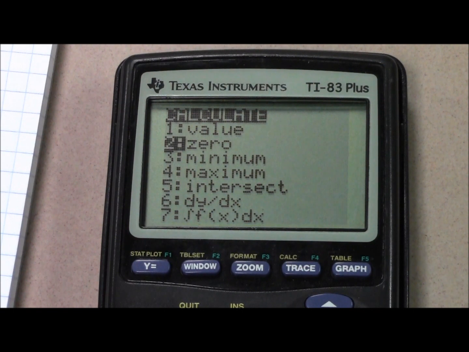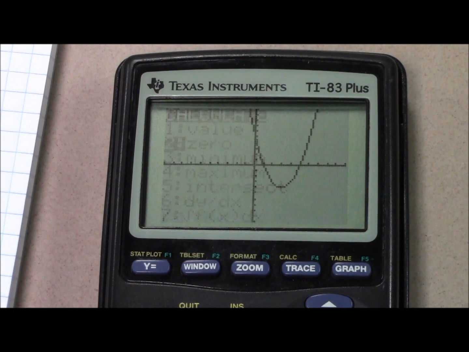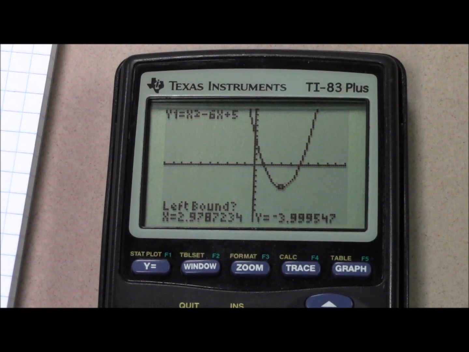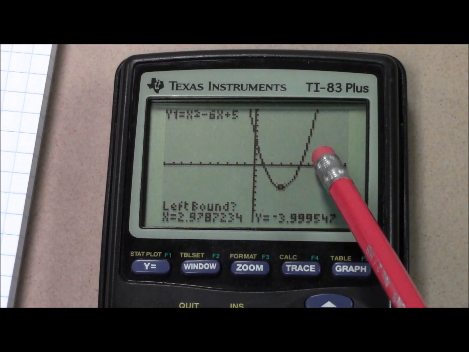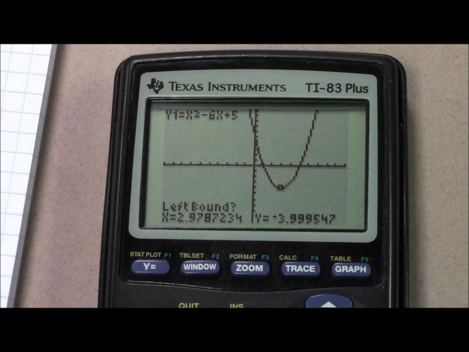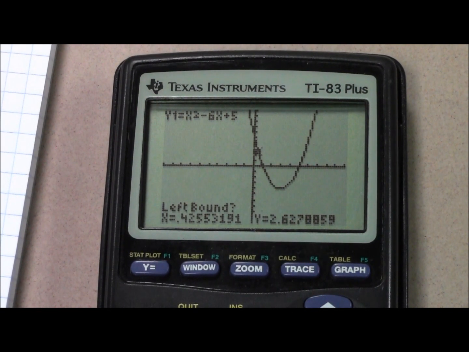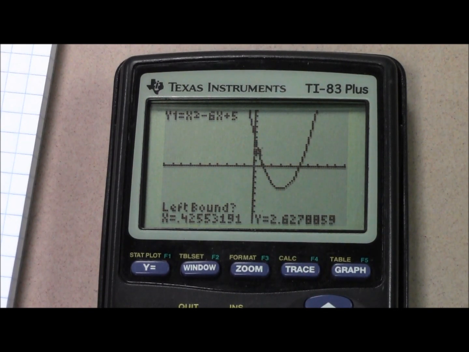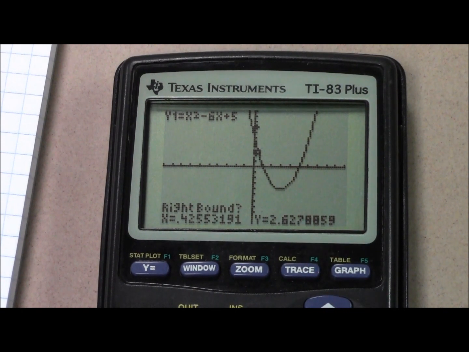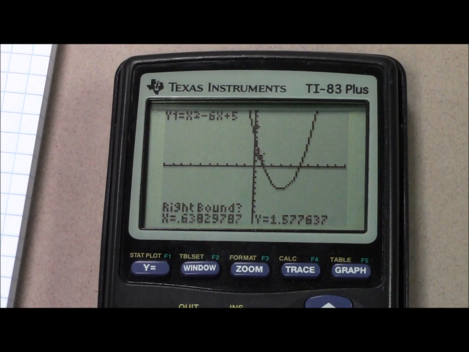So we're going to go down, we're going to choose option 2 to calculate one of the zeros. Now once again, we've got the blinking cursor and it's asking for our left bound. Well, we want to find one of the zeros first. I usually like to work from left to right, so I want to find this 0 first. So what we're going to do is move this cursor to the left of that 0, to the left of the place where it crosses this x-axis, and we will hit enter. It then asks for the right bound.